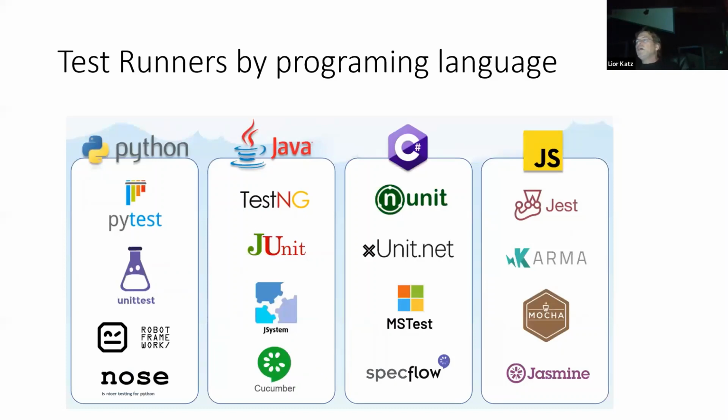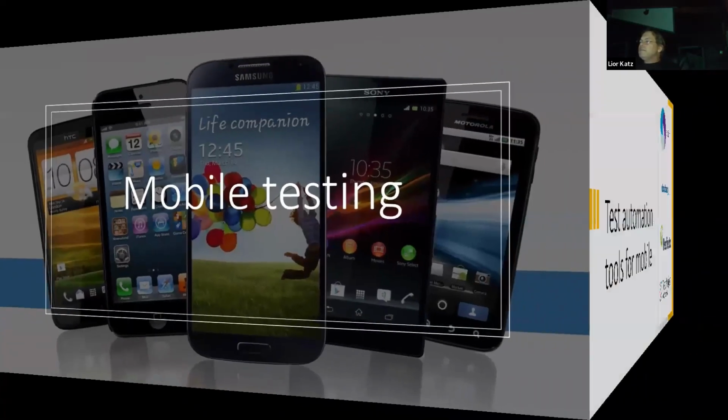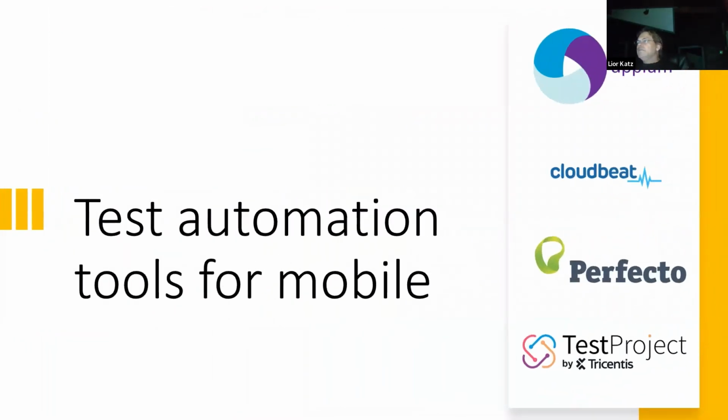And if we're talking about test runners by programming language, for instance Python, then PyTest is very popular. In Java, we're familiar with TestNG and JUnit. In C#, we're familiar with NUnit and MS Test. And in JavaScript, we're familiar with Karma and Jasmine and Jest and so on and so on. Talking about mobile testing, there are a few solutions for mobile.